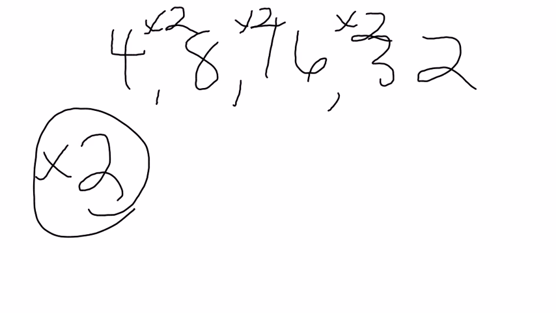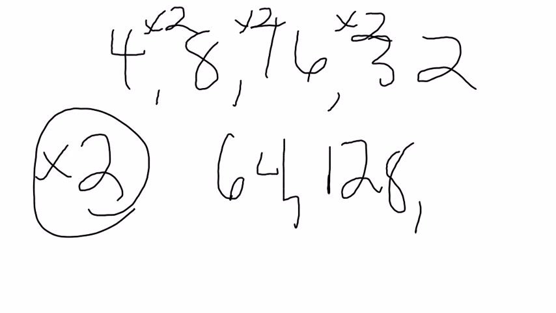Well, for the next 3 terms, we just multiply by 2, and we get 64, 128, and 256. I'm not going to bother with formulas right now because we just get the next 3 terms and we're fine. Okay, so that takes care of that.